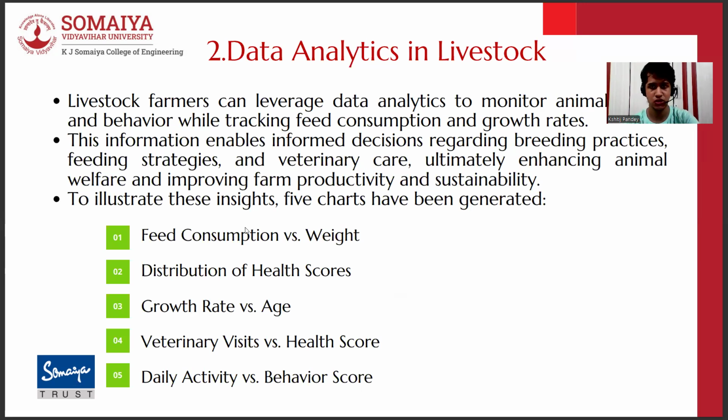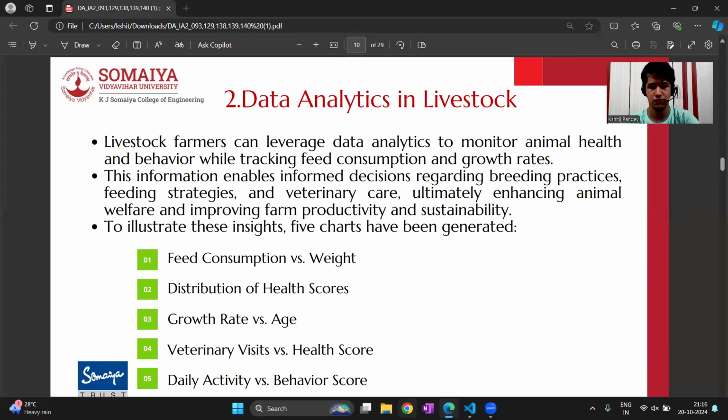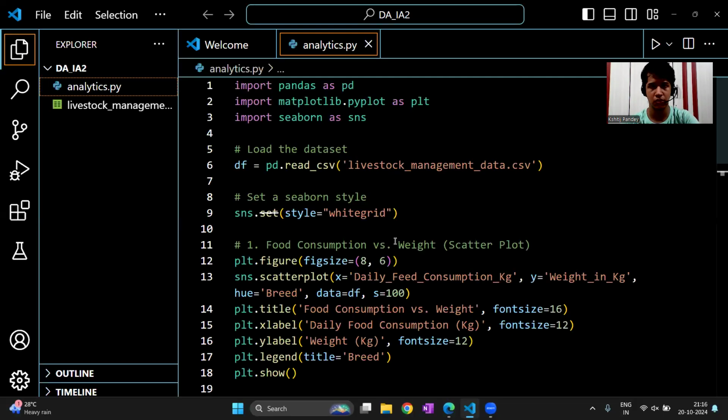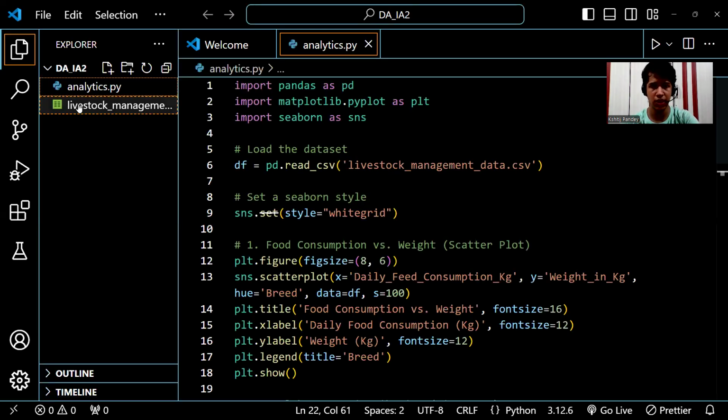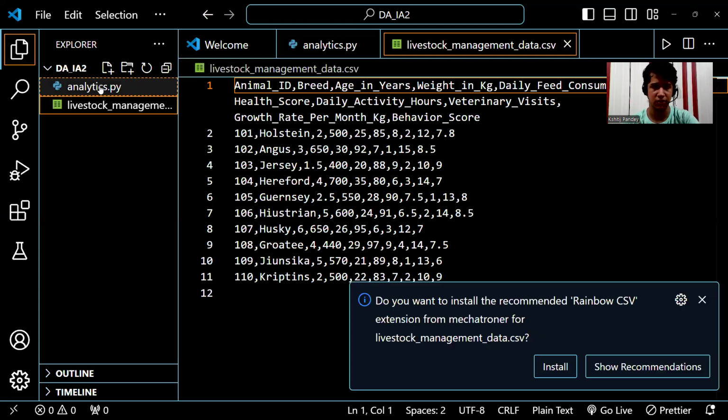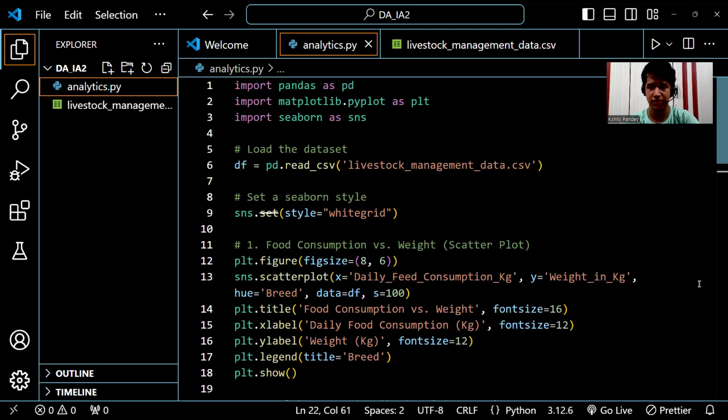First, I'll show you the execution of these 5 charts. So this is the Python code. This is our livestock CSV dataset. Let us run the code.